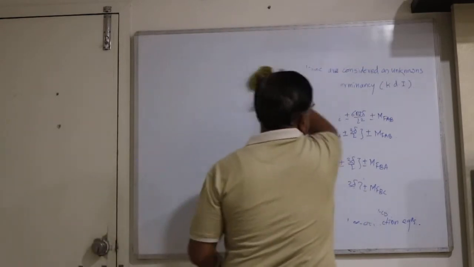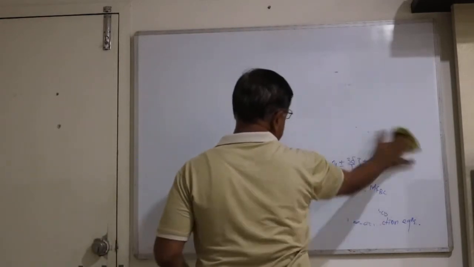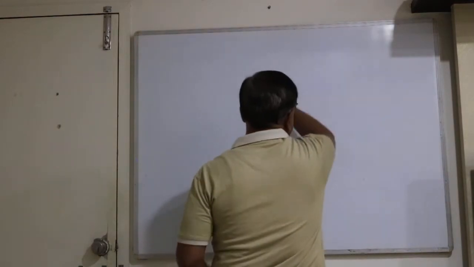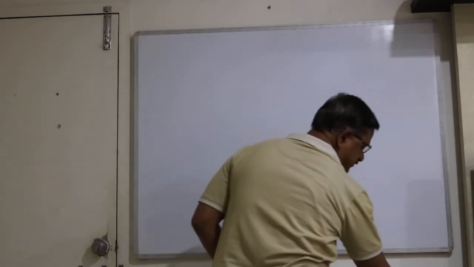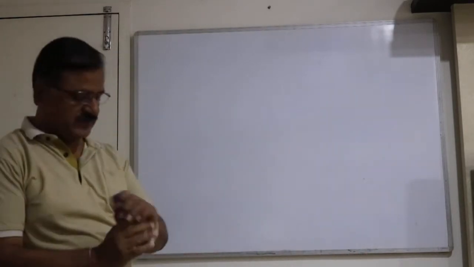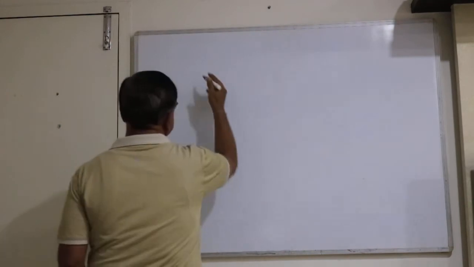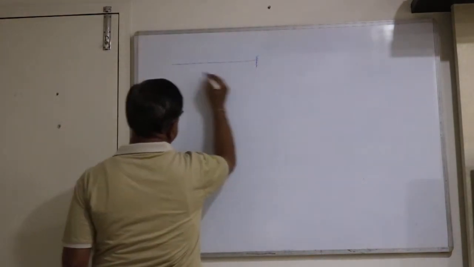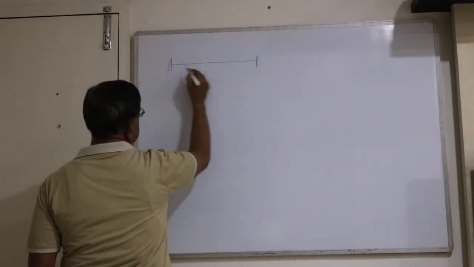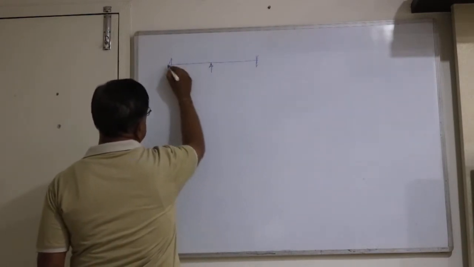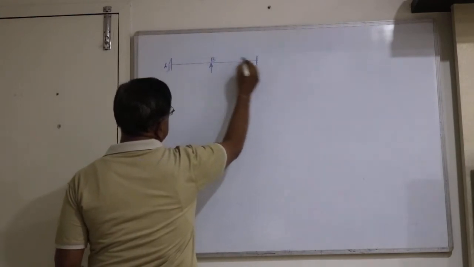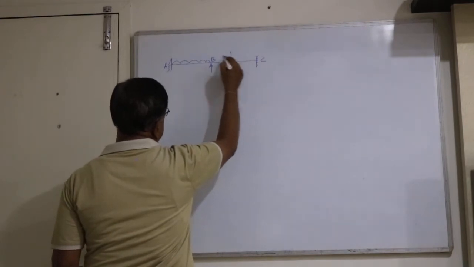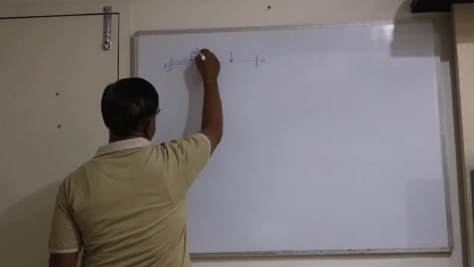Now, in order to understand the step-by-step procedure to solve problems by using the slope deflection method, we'll consider one example. Let's consider a continuous beam ABC. So this is A, this is B, this is C, subjected to any type of loading.